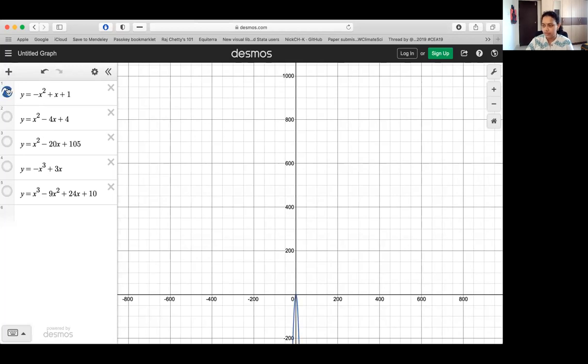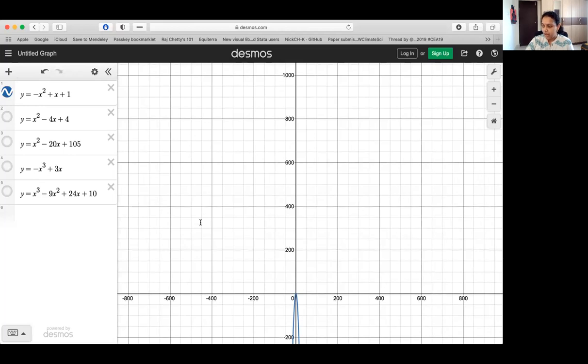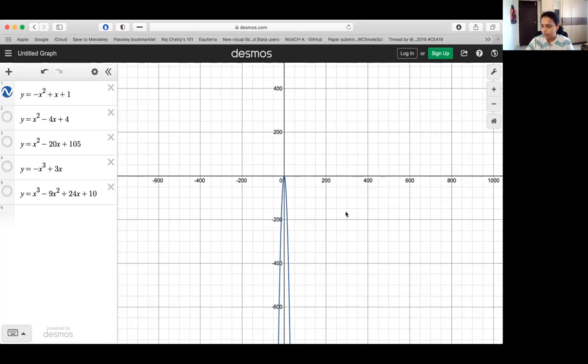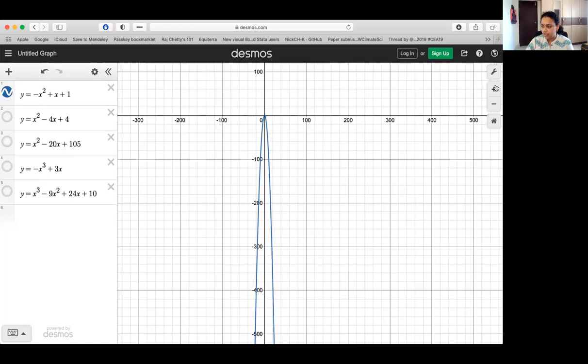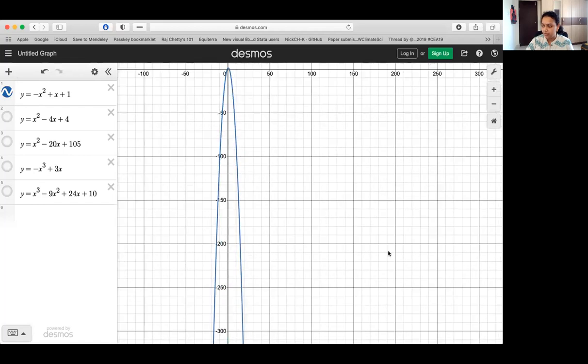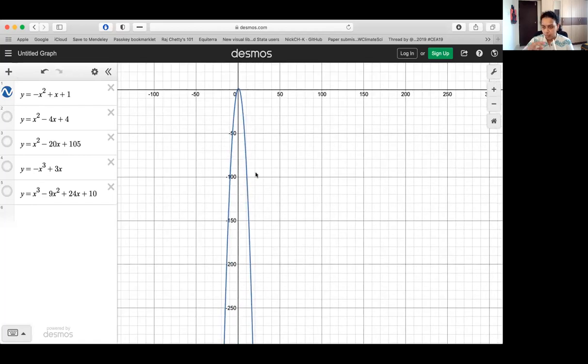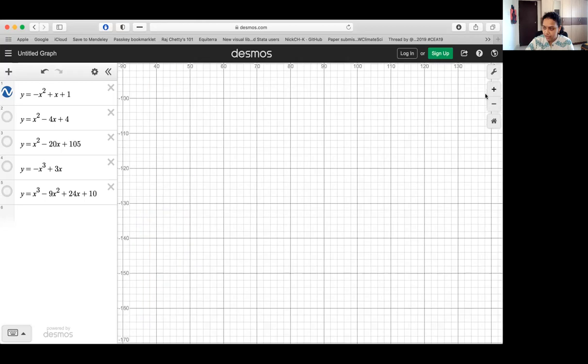Okay, so I have a bunch of functions here that I'm planning to go over in this video. Let me choose just the first function, which is minus x squared plus x plus 1. And there you go. So this is a proper downward open parabola, and you see how it takes an inverted U shape. And let's zoom in and see where this maximum is actually happening.